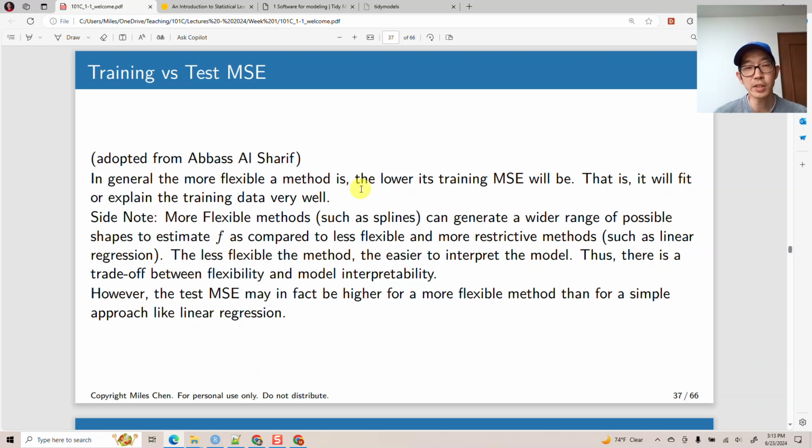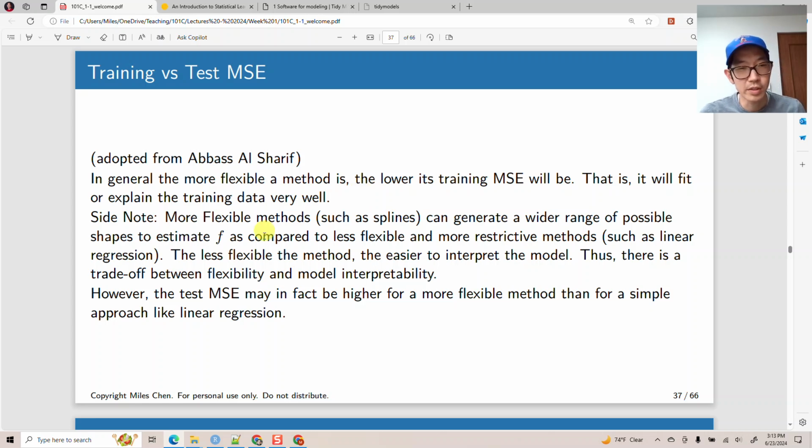In general, the more flexible a model is, the lower its training mean squared error is going to be. So if you have this really flexible model, it could probably fit or explain that training data super well.